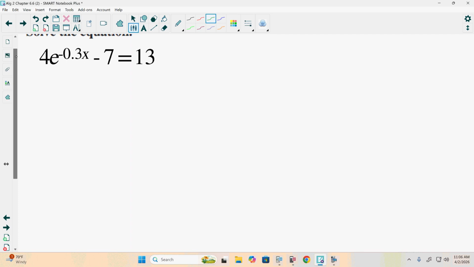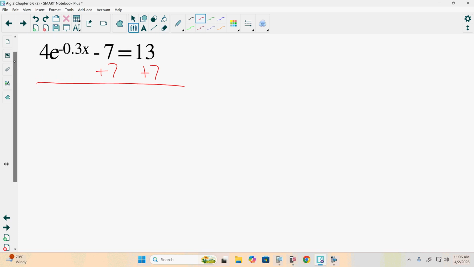Because if we look at this equation, we have 4e to the negative 0.3x minus 7 equals 13. I do not have one term, one base on either side. So before we can even start applying logarithms, we're going to need to get this e term by itself, this base of e by itself. So the first thing I want to do is add 7 to both sides, because our negative 7 plus 7 will simplify out, leaving us with 4e to the negative 0.3x equals 20.